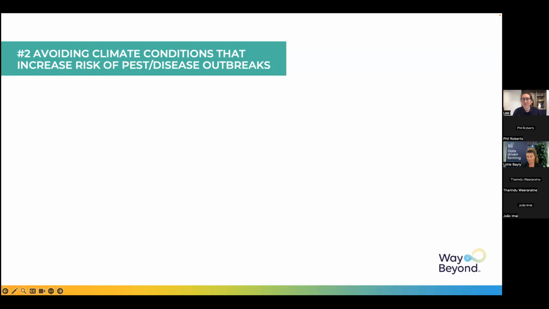Now let's look at our second problem, avoiding climate conditions that increase risk of pests and disease outbreaks. Outbreaks of pests and diseases are just a reality of growing. While careful measures are taken to reduce the likelihood of their occurrence, growers accept that these challenges are expected at some point. The first line of defense is avoiding conditions that might lead to disease outbreak in the first place.